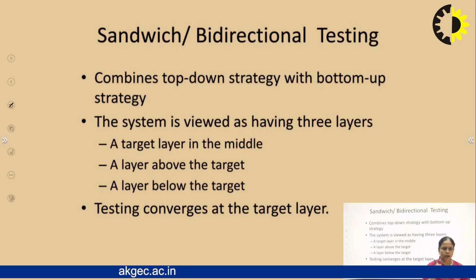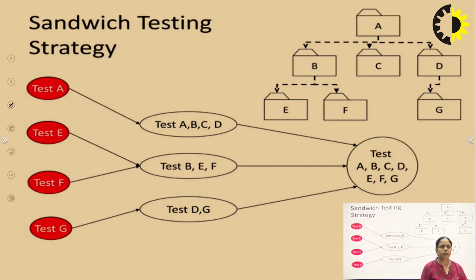So we will start from the first layer. We will start from the top, and the next layer is to start from the bottom, and the middle layer will be the target layer. How will we perform this? You can see here, this is the same example. We have A, B, C, D, E, F, G. We will start from E, F, G, H, and we will start from A also. So we can see here we will start with A. Here we will start E, F and G also, and at last we will test all the layers.